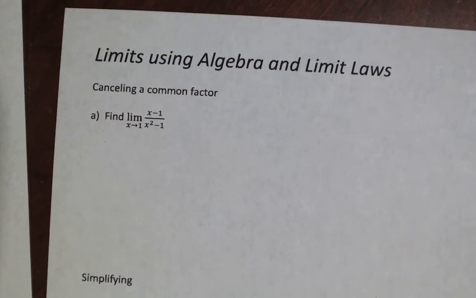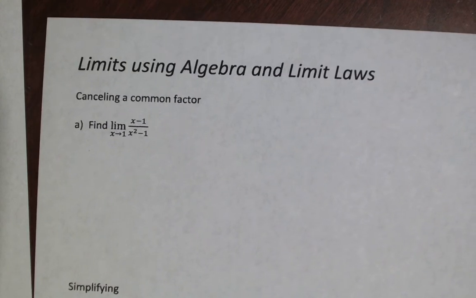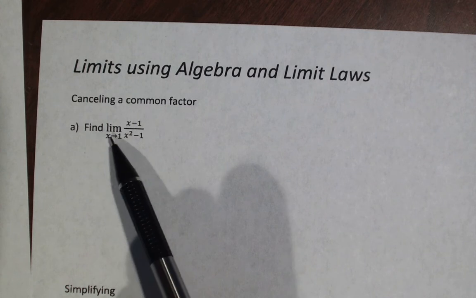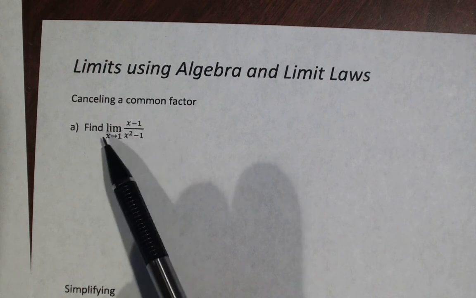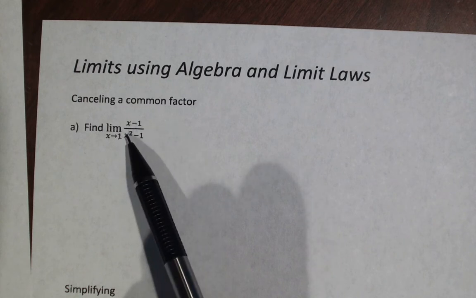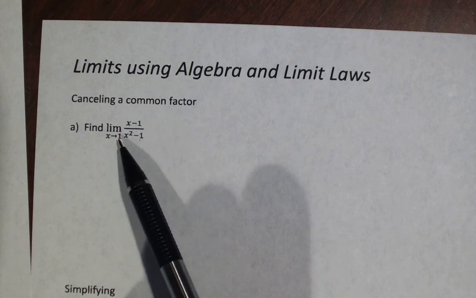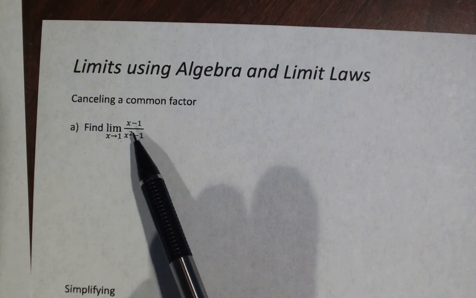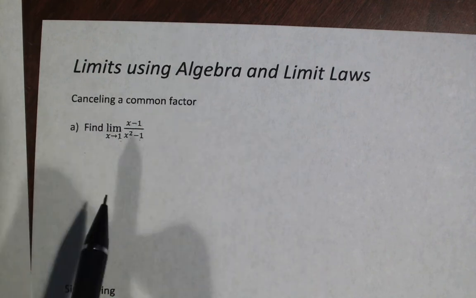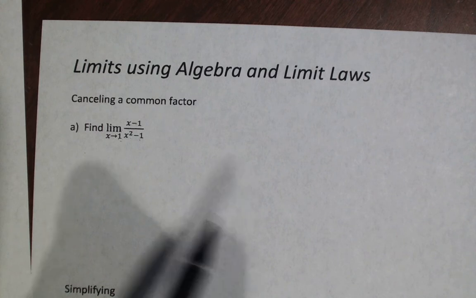Sometimes you have to use a little manipulation to use direct substitution. So for example, on this one, when I look at it, it says the limit as x approaches 1 of x minus 1 over x squared minus 1. Well, notice if I plug 1 in, 1 squared minus 1 is going to give me 0. So right now, a is not in the domain.